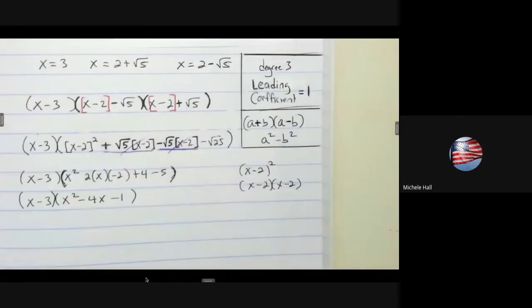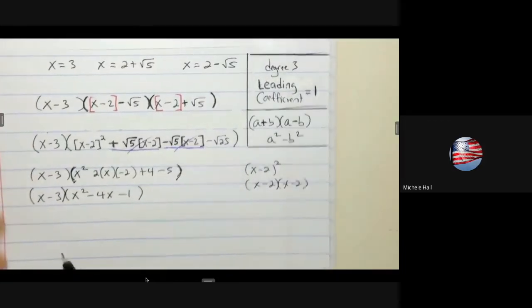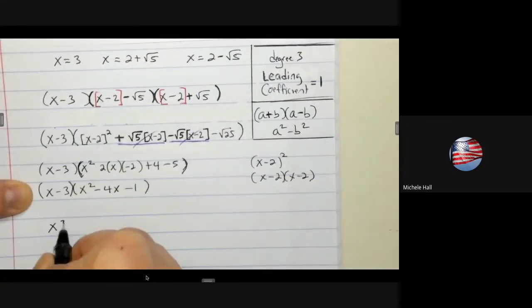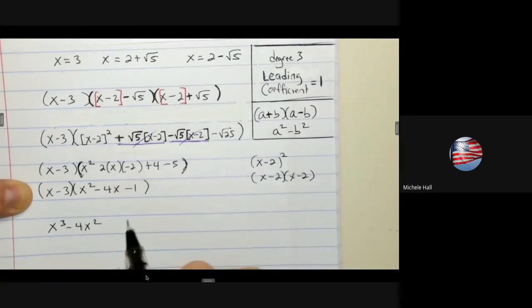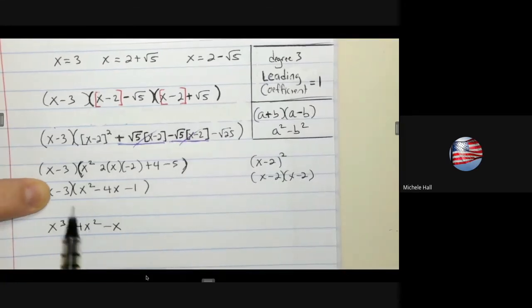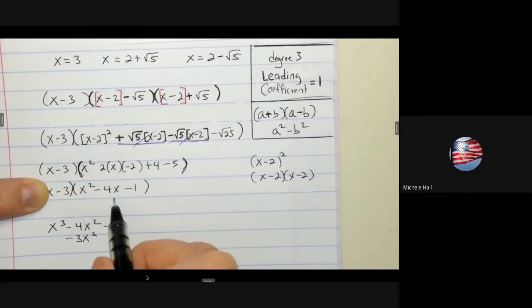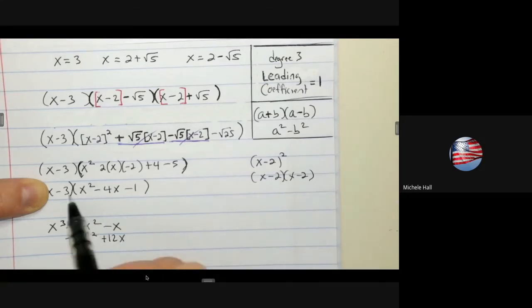And now we're finally ready to multiply. Here we go. X times x squared, x cubed, x times negative 4x, negative 4x squared. X times negative 1 is negative x. And now we're going to move on to negative 3. Negative 3 times x squared is negative 3x squared. Going to put that in the x squared column. Negative 3 times negative 4x is a positive 12x. And then negative 3 times negative 1 is positive 3.